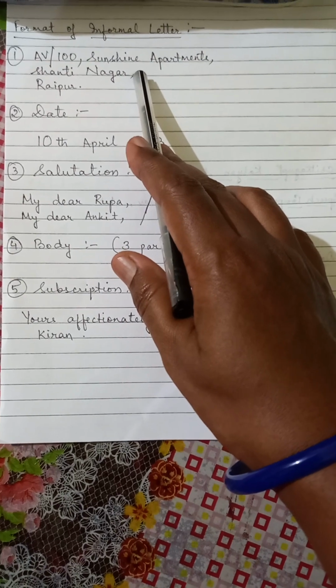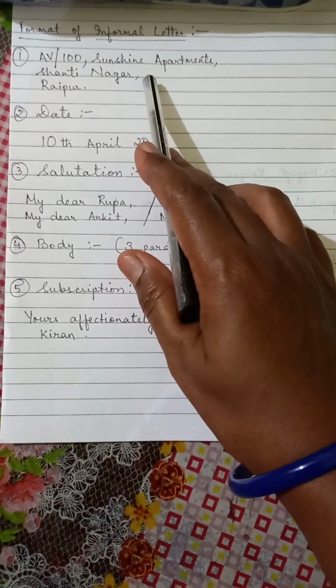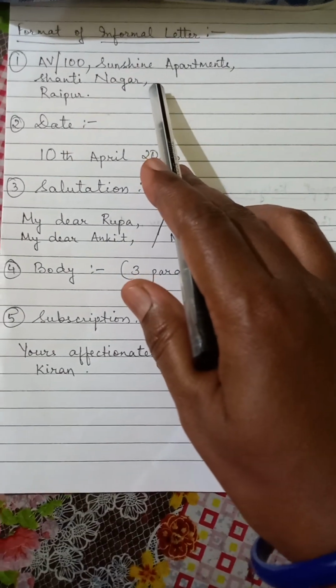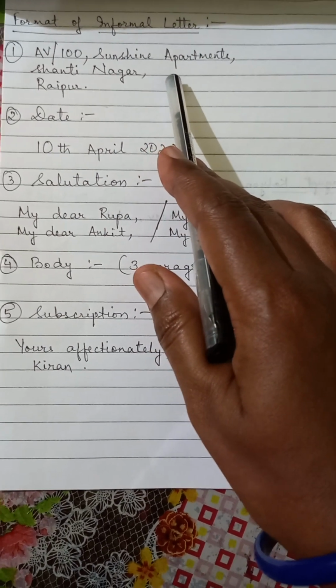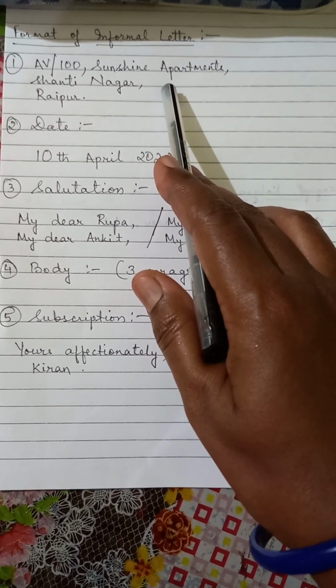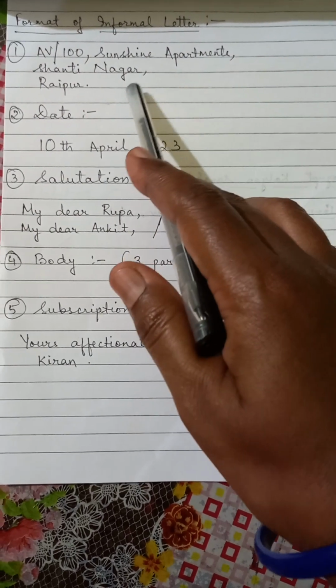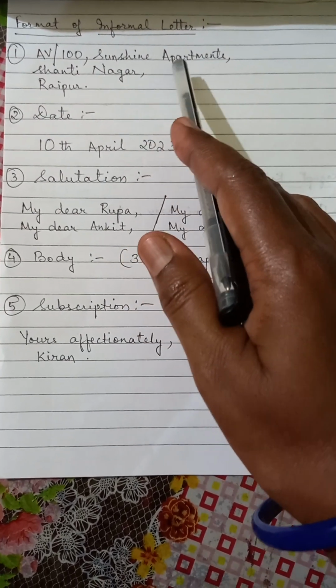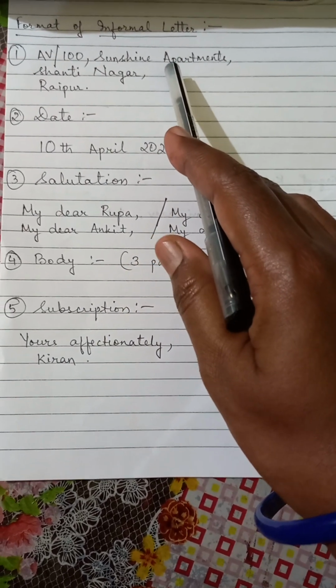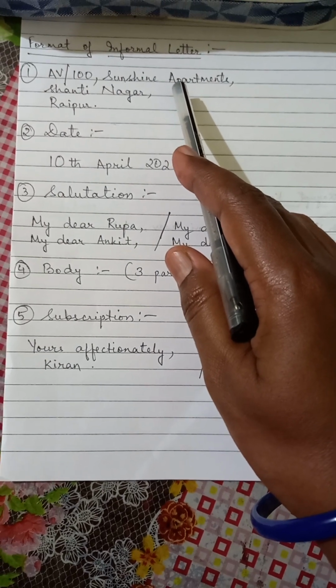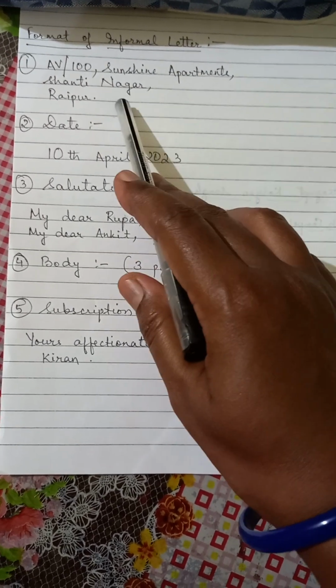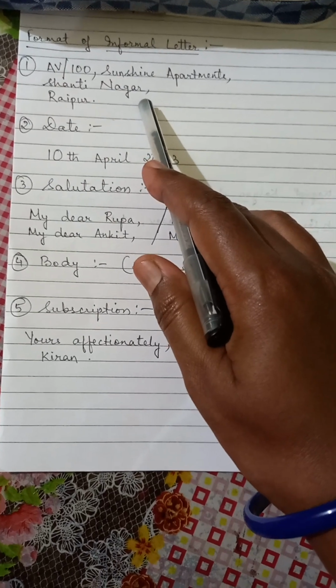And here I have given an example. This example is the same as the one I have given in the example of the formal letter. So you can write this, or this is just an example. You can make your own address and write it down, but it should be of 3 lines. That is what is important.